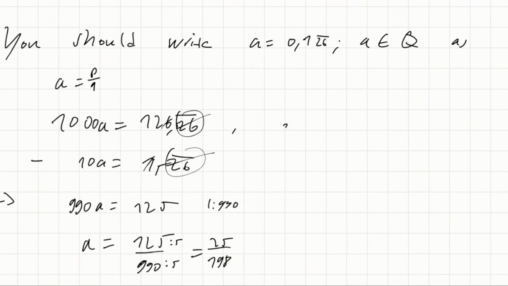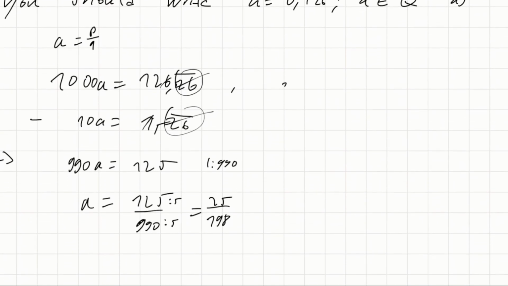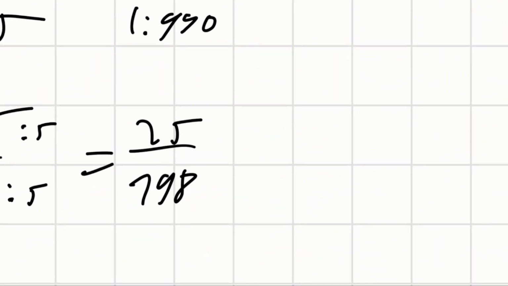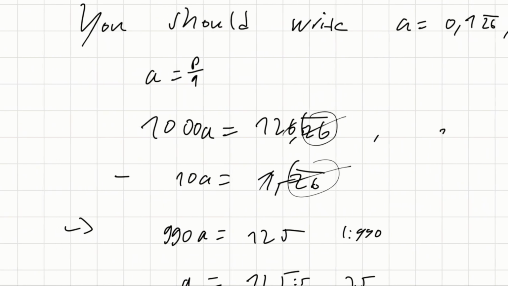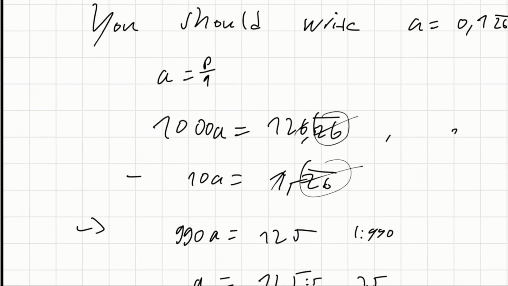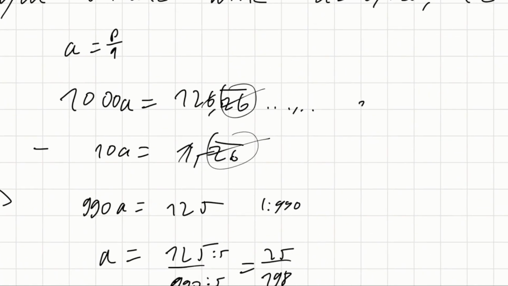So you see, you can write every rational number in this form. Of course, if you have an irrational number, this won't work, because to do something like multiplying by 1,000, there has to be a rule, because otherwise you would still have numbers after the decimal point.